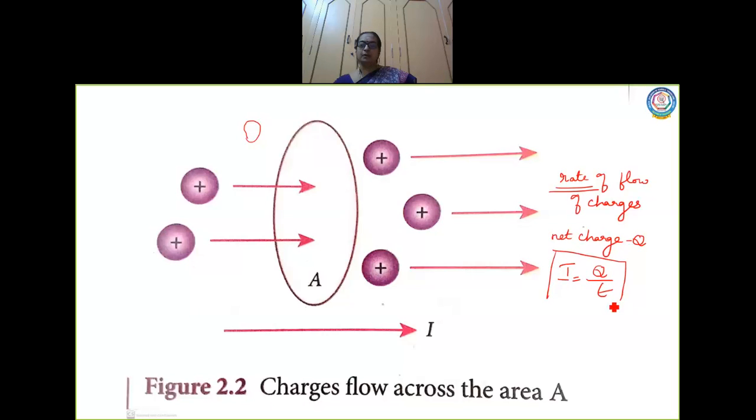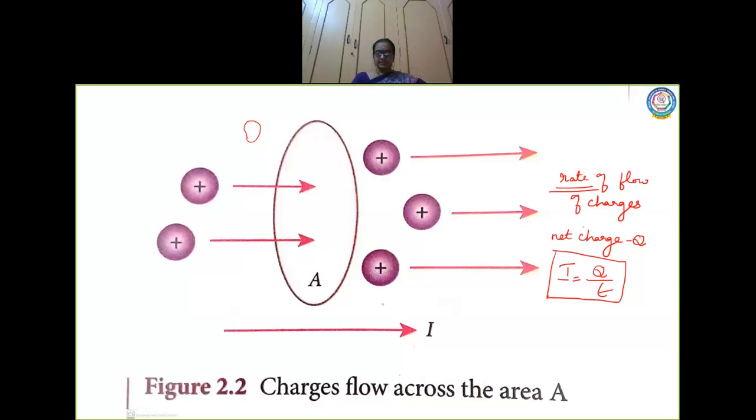Very important formula: I is equal to Q by T. You cannot say that the charge flowing in a conductor is always constant. It need not be constant, it may change. If the area is not going to be the same, then current need not be the same.